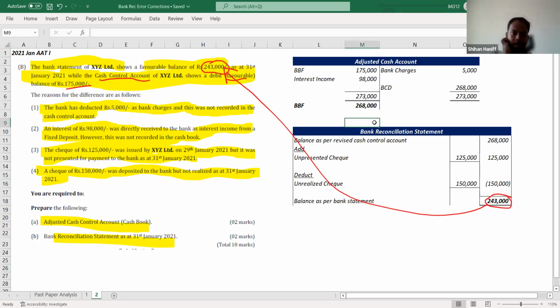So that's about the basic bank statement and bank reconciliation statement. I hope it's clear. Now, any doubts? Because next I'm going to explain the error corrections, correction of errors, including suspense account. I'm just briefing you all about bank rec and all the other chapters. Then only we can easily do the past papers.